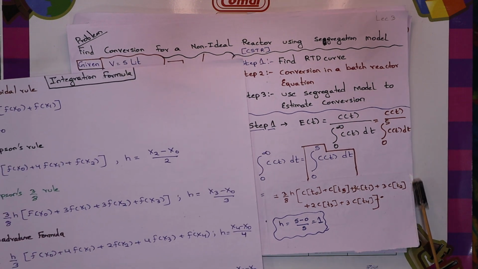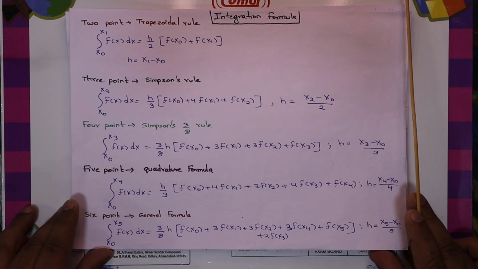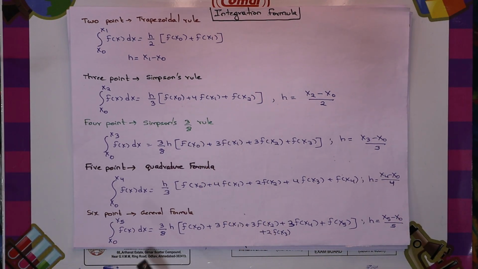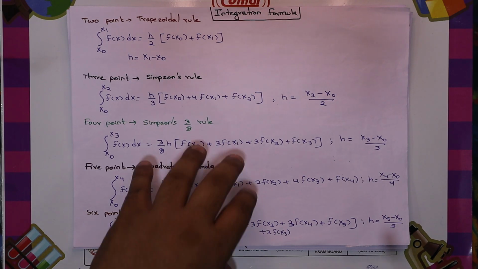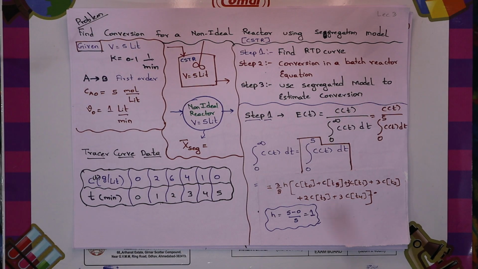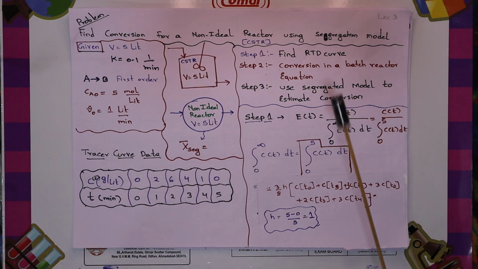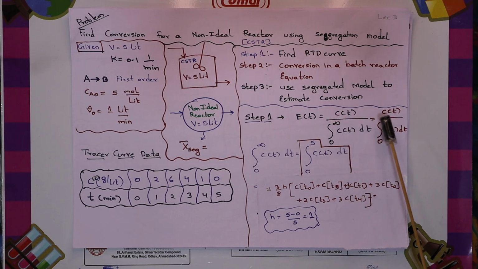I use only this particular integration formula, because every time I show this equation, I use this 6-point formula, since I have 6 points to integrate. So using that formula, let us find the integral 0 to infinity C of t dt, which is nothing but 0 to 5 minutes, because the time is from 0 to 5. So infinity is replaced with 5, integral 0 to 5 C of t dt.